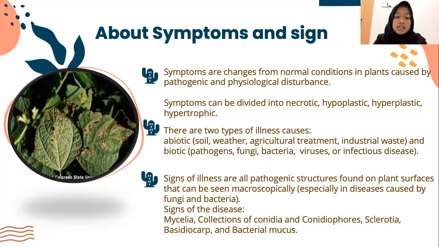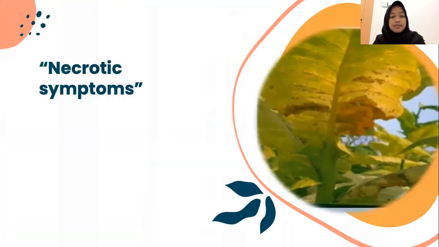And then signs of illness are all pathogenic structures found on plant surfaces that can be seen macroscopically, especially in disease caused by fungi and bacteria. Signs of disease are such as mycelia, collections of conidia and conidiophores, sclerotia, basidiocarps, and bacterial mucus. And next.